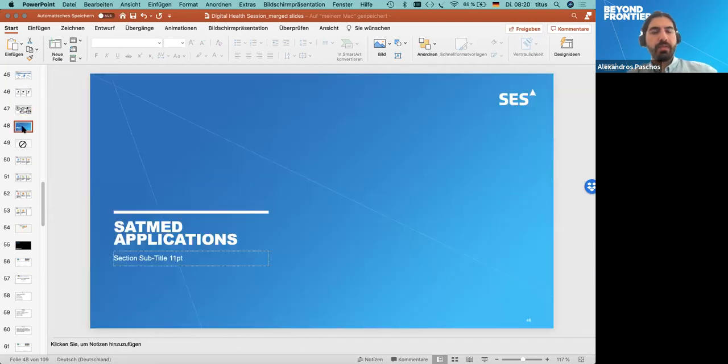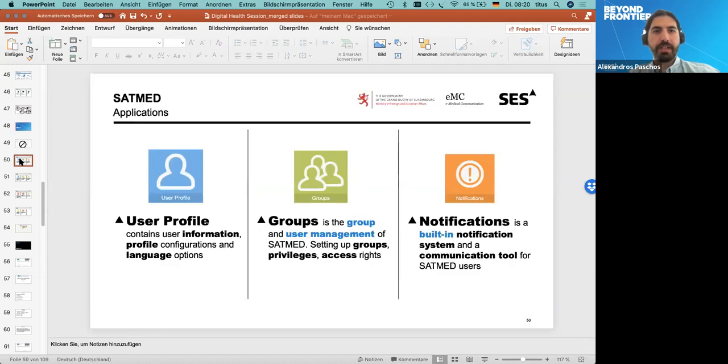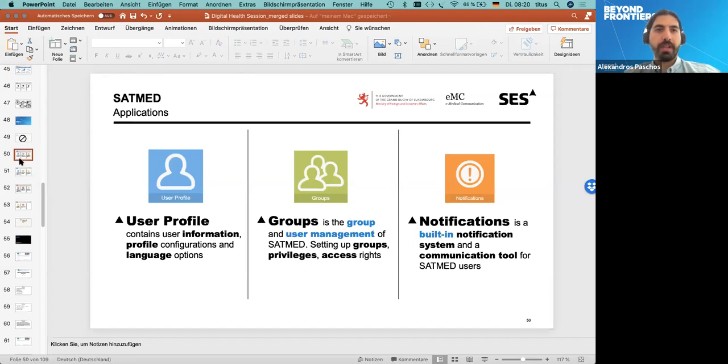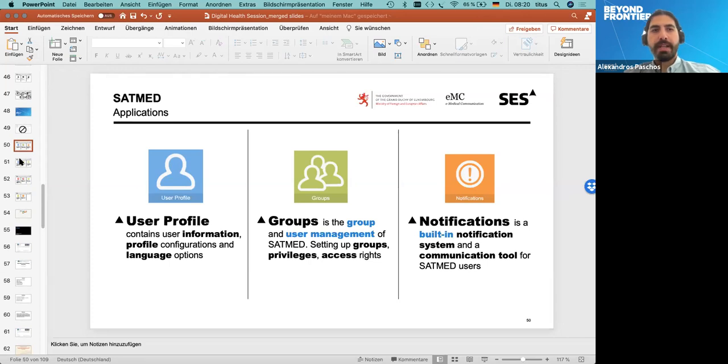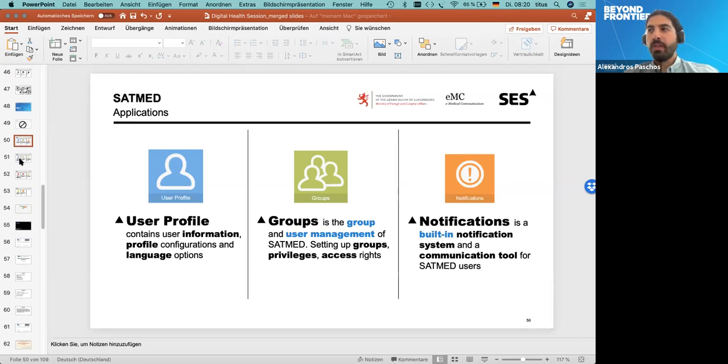So we'll go briefly into the SATMET applications that have all been integrated into the platform. We have a user profile where you can manage your profile and languages. You have your name and your email address there. You have the group management where you can create groups according to groups that you're a member of. So, for example, doctors in orthopedics would create a group in orthopedics and connect with each other. We have an internal notification system for you to get notifications from the applications of SATMED.